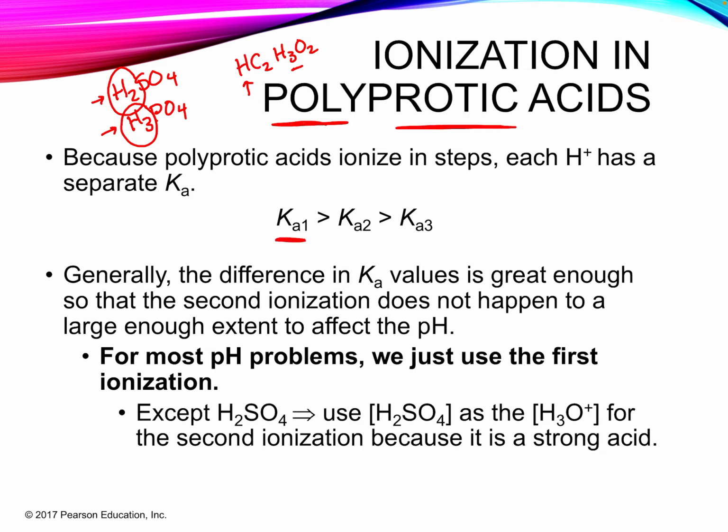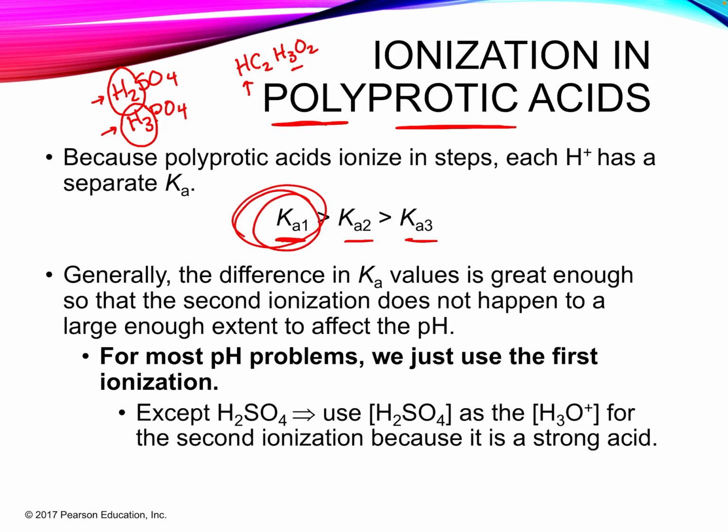The first hydrogen to come off is always going to have the largest Ka value. That one is going to ionize the most. And then the next one will have a smaller Ka, and if there's a third one, that will have an even smaller Ka. Generally, the difference in all of these Ka values is so large that the second or third ionization doesn't happen to a large enough extent to even affect the pH. So usually for all of these polyprotic acids, we are just going to ionize them once.